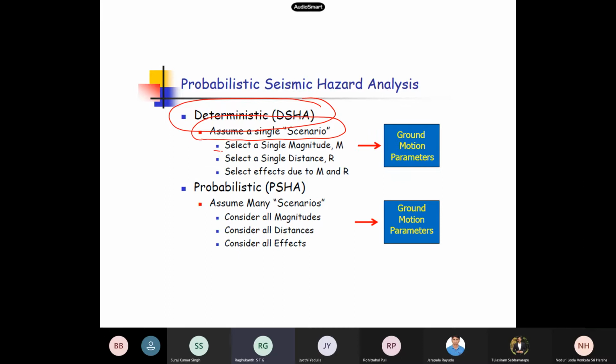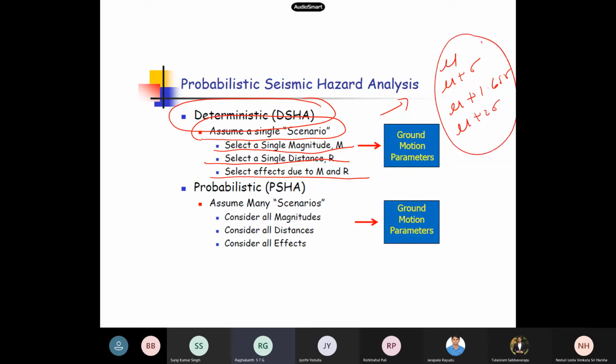You select a magnitude, then you select a distance, and then you compute mu plus sigma, 1.65 times sigma, or 2 sigma, like that. You select a design value and then use it. This is what is generally known as deterministic seismic hazard analysis.